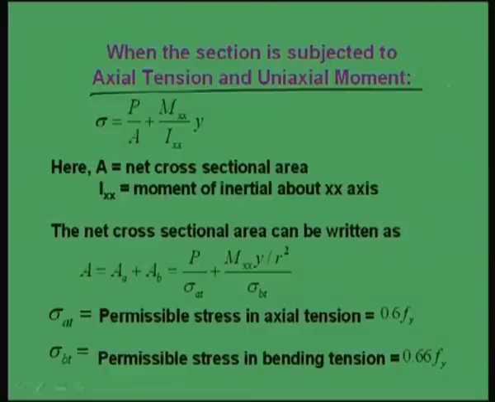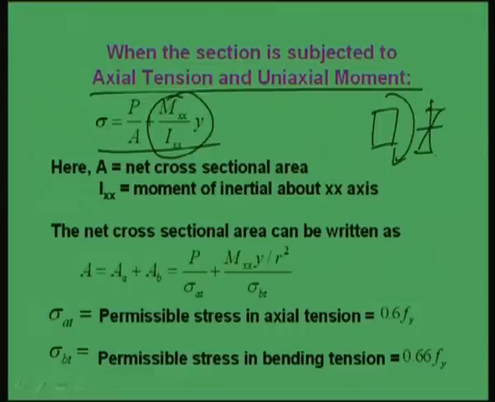If the member is subjected to axial tension and moment, then we can write the stresses developed as P by A due to axial tension and M by I into Y due to the moment. If the moment is in the x direction, then Mxx by Ixx into y. If the section is like this and the moment is acting like this, then we can find the stresses like this. Here you see not only tension but also compression. So this is tension, this is compression, right.